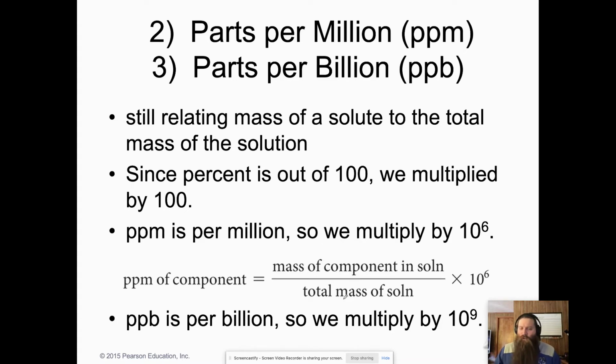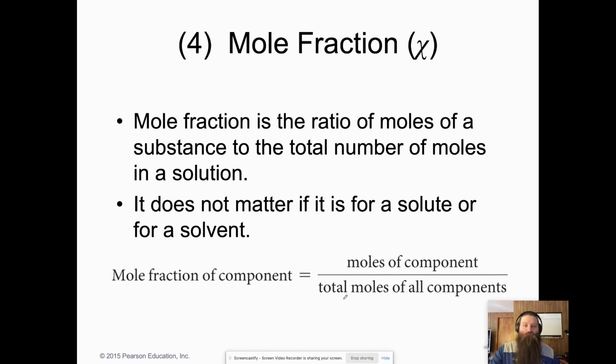People look at parts per million and they get really confused. Don't be confused by this. This is a simple calculation. Mass of the part divided by the mass of the whole times a million or times a billion. That's all that we're after.